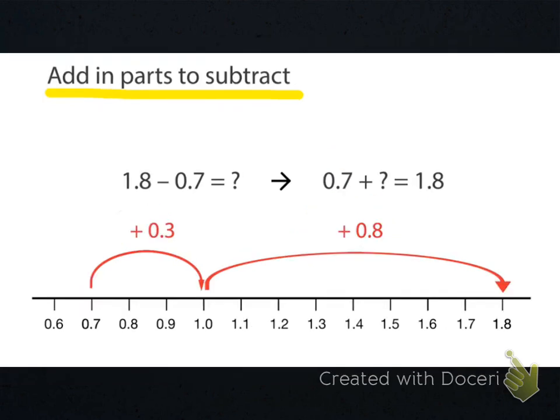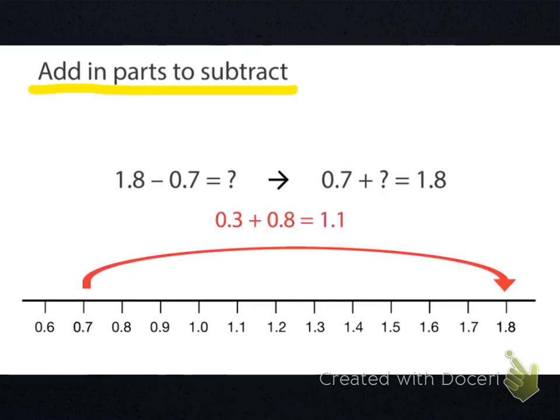Now, we're not finished yet. We need to take those jumps that we've done, the 0.3 and the 0.8, and add those together to figure out what this missing answer would be. When I add 0.3 and 0.8, I get 1.1. So that is the missing number that should be up here.